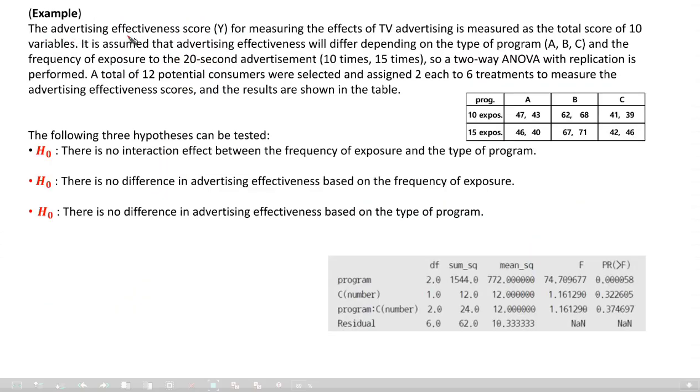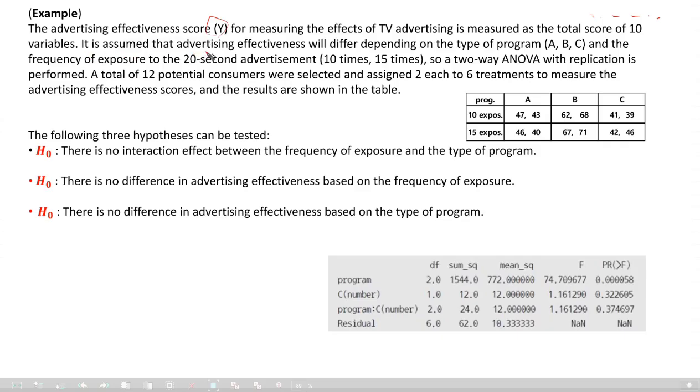Advertising effectiveness score Y. Advertising effectiveness score is sometimes necessary for measuring the effect of TV advertising, and it is measured as the total score of 10 variables. There are 10 variables, and they score each variable, and they measure the effectiveness score.